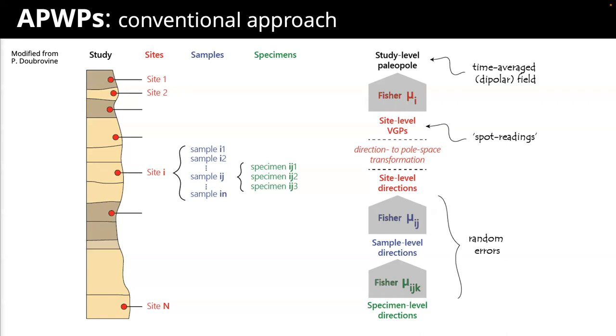And there's a logic behind each one of these averaging steps, at least philosophically. At the base here, we assume that the differences between specimens and samples are just dictated by the presence of random errors. Between specimens, for example, we could have measurement errors. Between samples, we may have orientation errors. When we get to the site level, in the ideal case, we assume that all the dispersion is due to secular variation, and that by averaging these VGPs, we arrive at an ideal record of the time-averaged dipolar field.